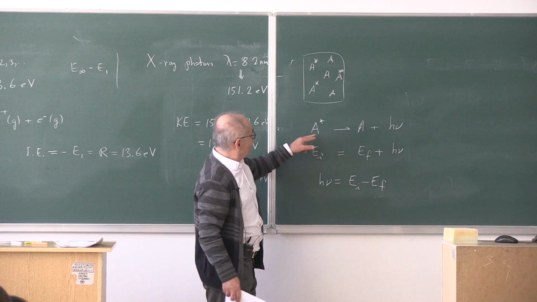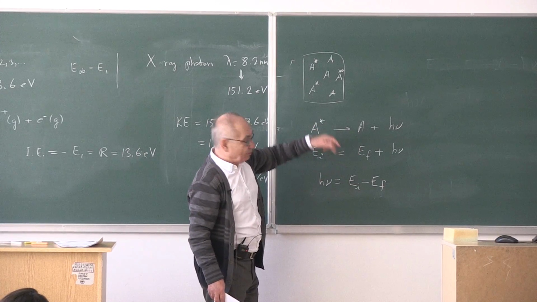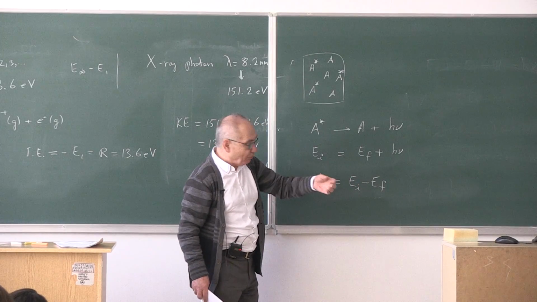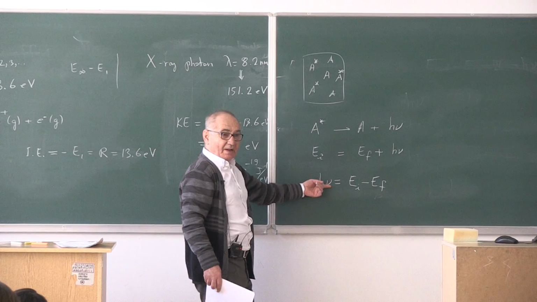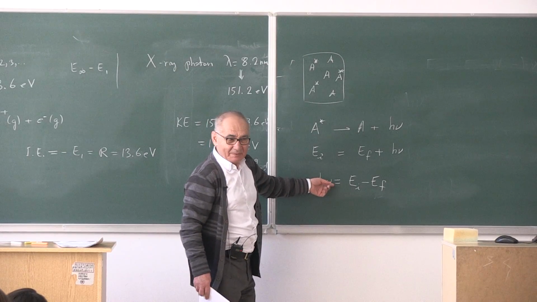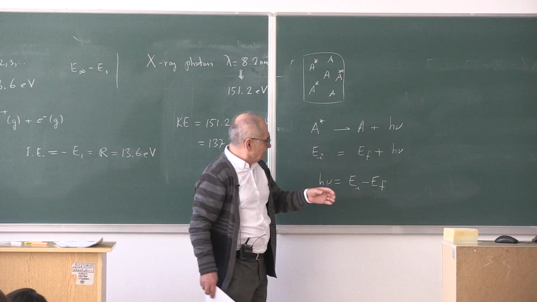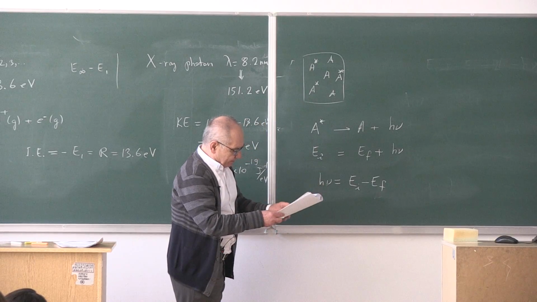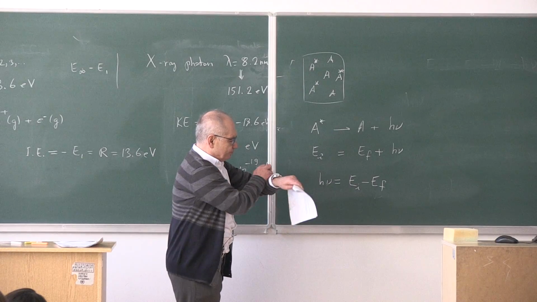Please remember, initial energy is larger than final energy. So this difference, E initial minus E final, is a positive number. Of course it must be a positive number because H times nu is always positive. This gives us the total.